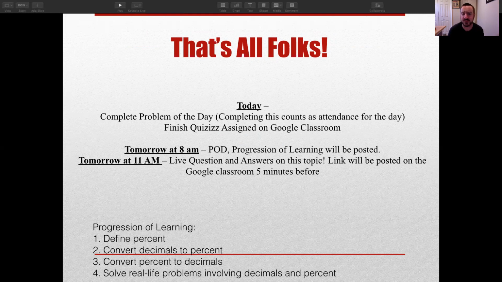But here's how the next 2 days are going to roll out. Today you're going to be completing your problem of the day. Remember, going forward, the problem of the day is going to count as your attendance for the day. So we really want to encourage you to get on Google Classroom every single day to check your work. Doing the problem of the day that is assigned to you counts as your attendance for that day, for that period, or that subject area. So you have to complete the problem of the day every day it is given to you.